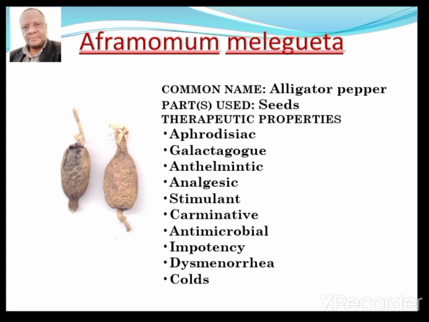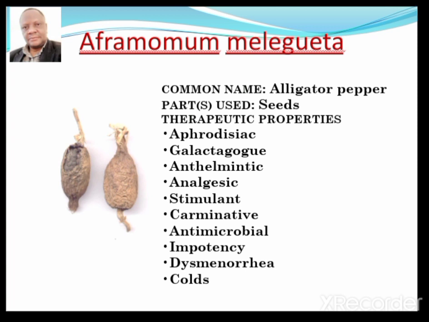Aframomum melegueta is known as alligator pepper. We use the seeds because the seeds have aphrodisiac property, galactagogue, it can increase flow of breast milk. Incidentally, it can also inhibit it when the breast milk is getting too much or when the nursing mother wants to wean the baby and keeps noticing that the milk does not want to stop. Alligator pepper can also help to stop that.